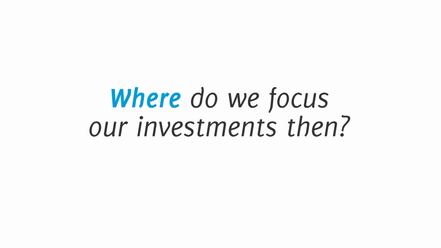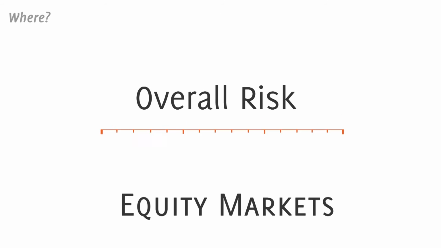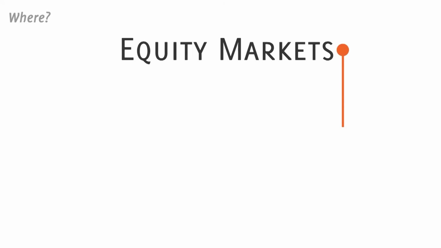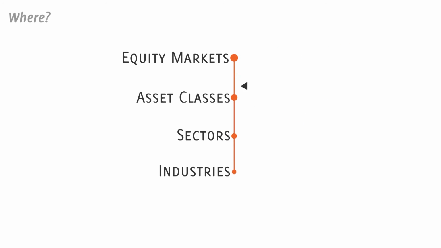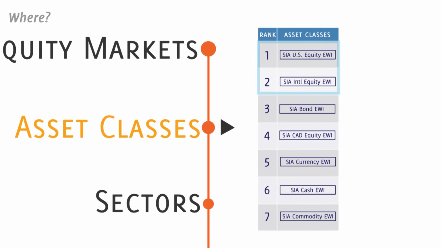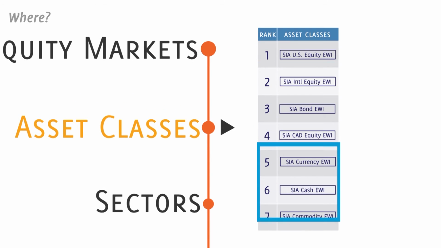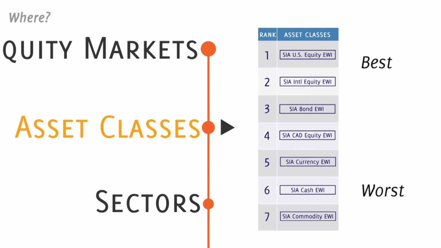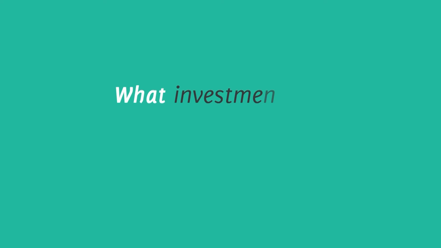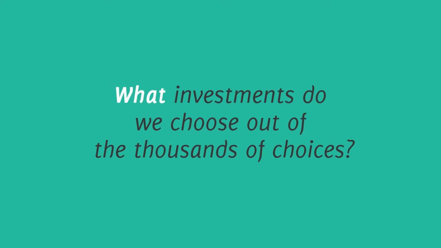Where do we focus our investments then? By using a top-down approach to relative strength, this can help you first measure the overall risk of the equity markets and then dive down more layers to help understand where to best align with the markets. You can then focus on areas of strength in different asset classes, sectors, or industries to give you the best opportunity going forward, while more importantly keeping you away from high-risk asset classes and sectors that tend to drag down your overall portfolio.